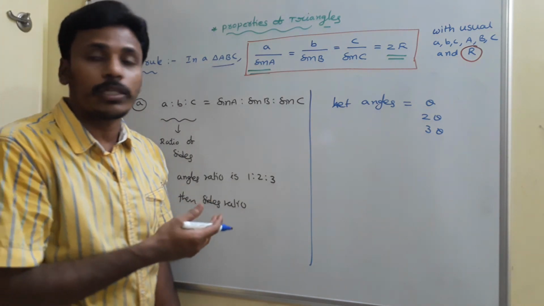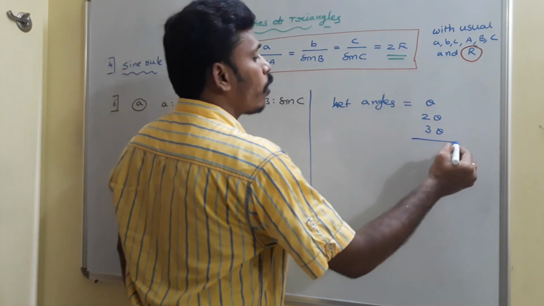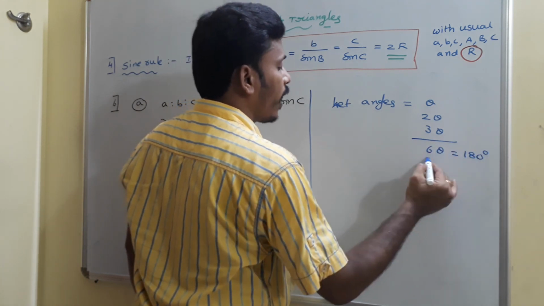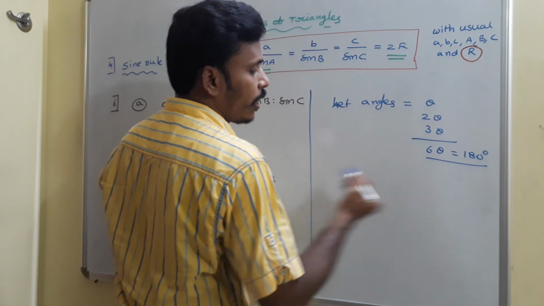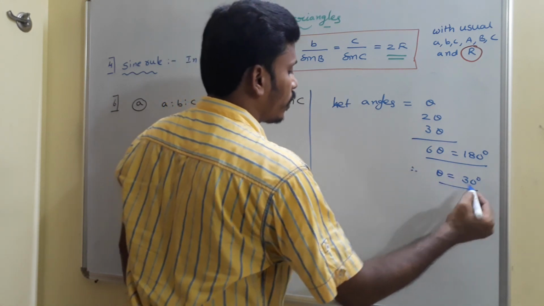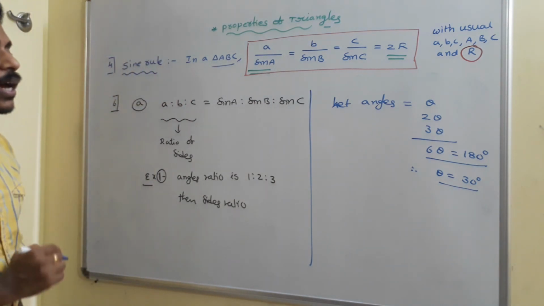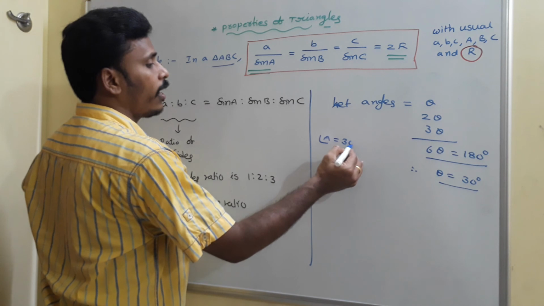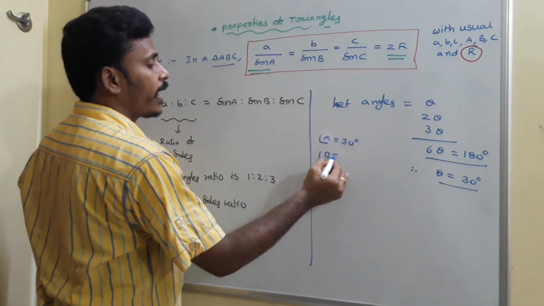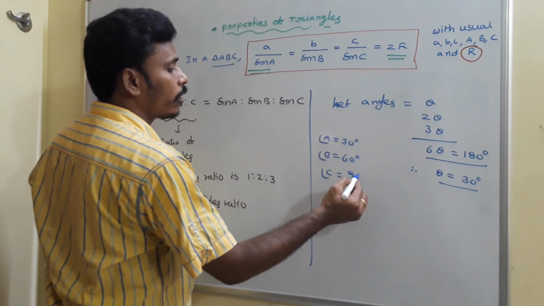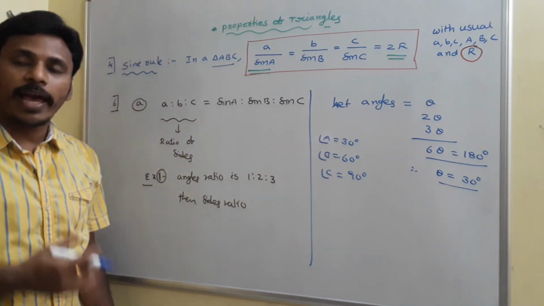Those theta, 2 theta, 3 theta are the angles. If you add them you get 6 theta, and that 6 theta is the sum of the three angles, which is 180 degrees. Since 6 theta is 180 degrees, theta equals 30 degrees. And since theta is 30 degrees, what are the three angles? You may say angle A is theta, angle B is 60, and angle C is 3 theta, 3 into 30 means 90. So now I have the angles.